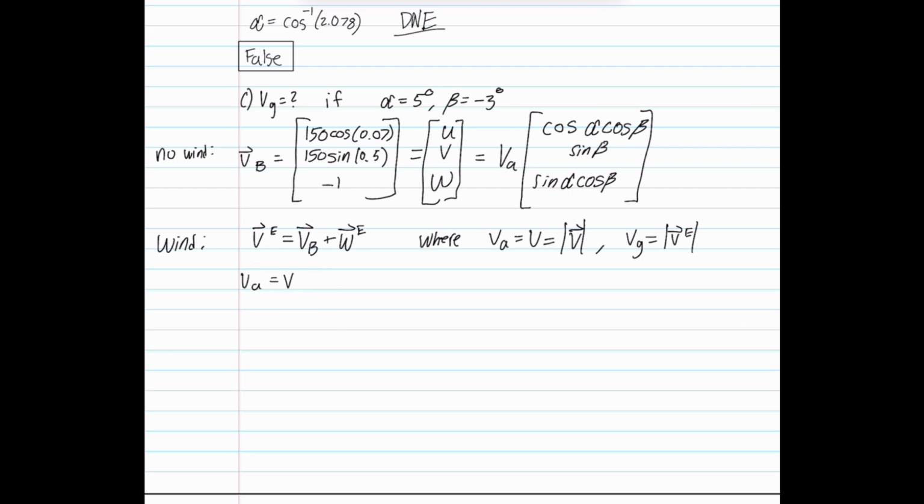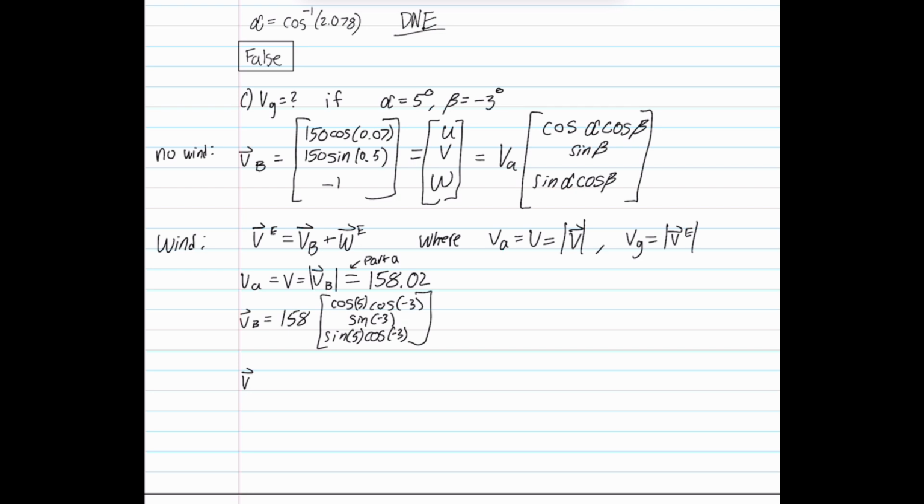So the airspeed is equal to the magnitude of the velocity in the body frame. So that's equal to what we found before. Right here we're using the expression for the velocity expressed in the body frame without wind, and plugging in all the angles.